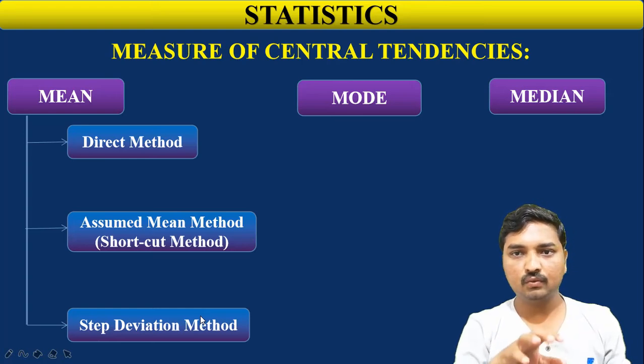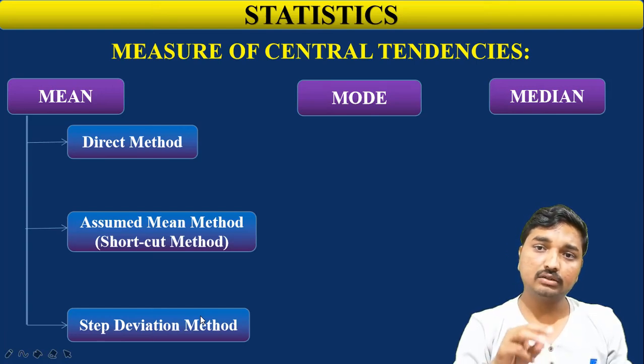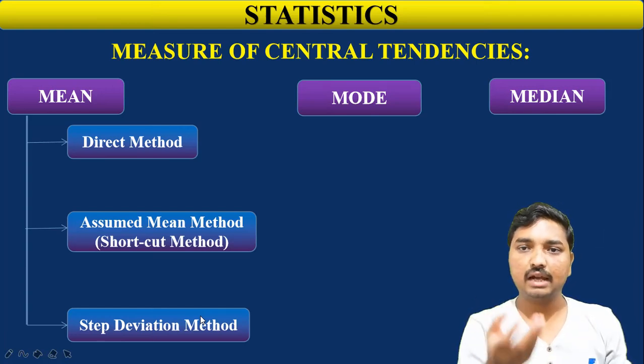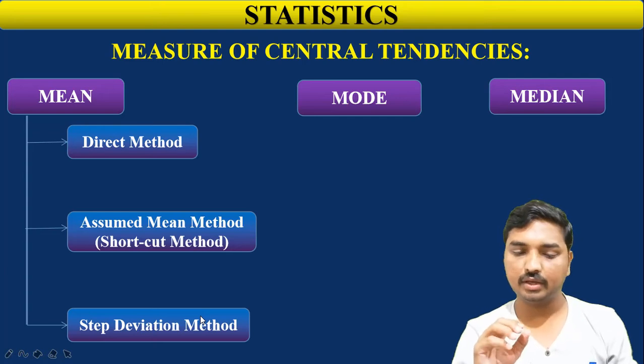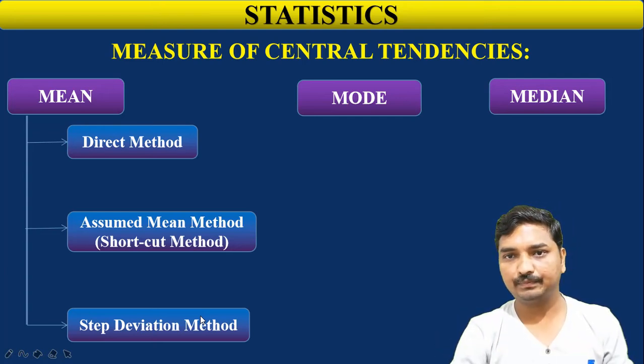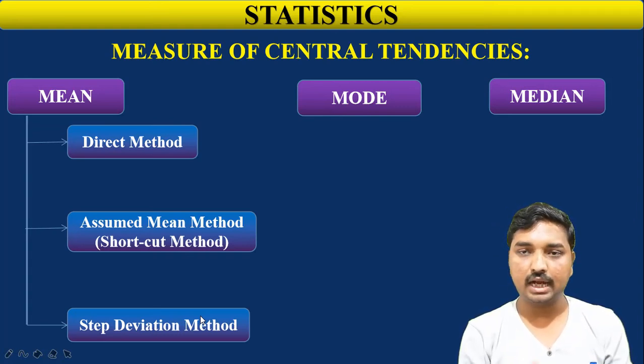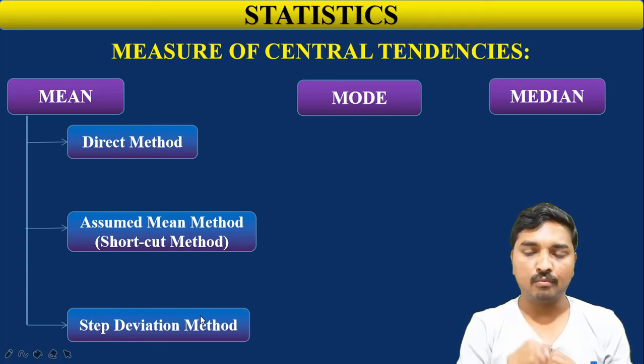Mean is one type of measure of central tendency. To calculate the mean, there are three methods for you. You can calculate by any method: direct method, assumed mean, or step deviation. And there are formulas to find the mean by the direct method, assumed mean method, and step deviation. Now let us look at the formulas.